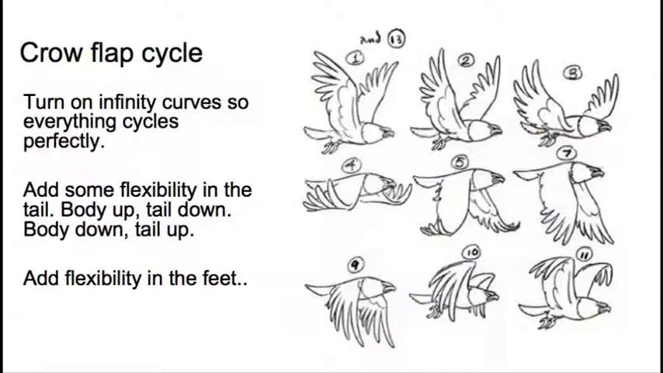And once you've got the basic flap cycle working reasonably well, you can start adding some flexibility in the tail so that it offsets the main motion of the body, add some flexibility in the head so that that offsets the main motion of the body, and you can slide the curves around in order to get more flexibility in the motion. So that's the basic flap cycle. Go ahead and watch the demonstration video, and then in the next video we'll come to attaching it to a motion path.